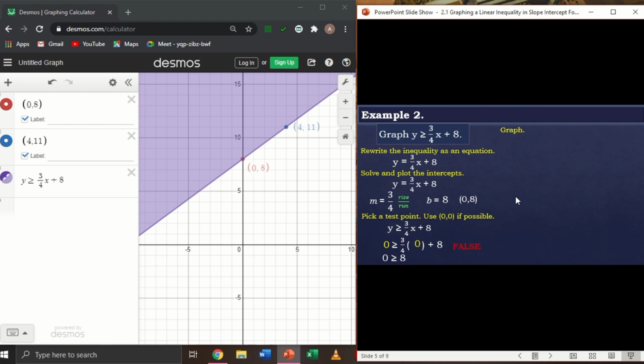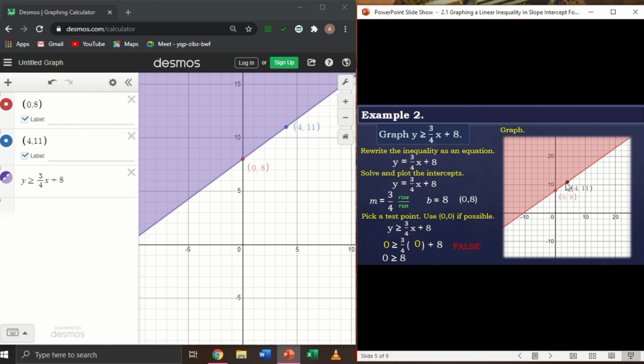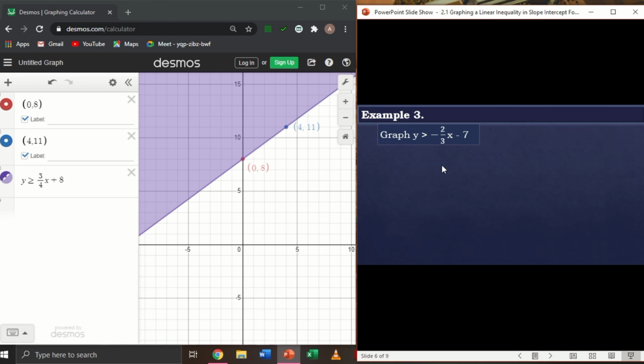Okay? So, this is the graph of y is greater than or equal to 3/4 x plus 8. So, since the boundary line is solid, then it is also part of the solution. Okay, let's have the next one.